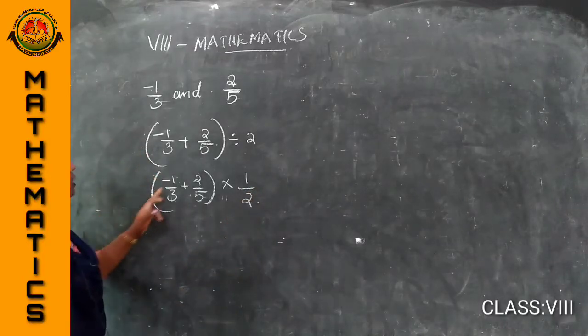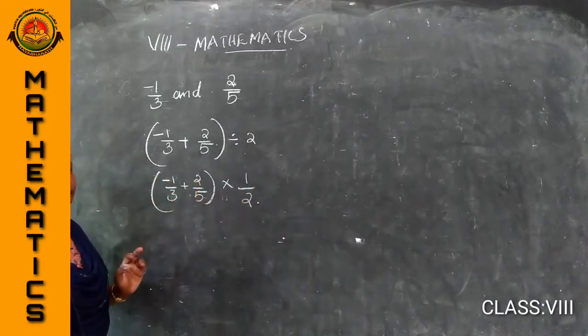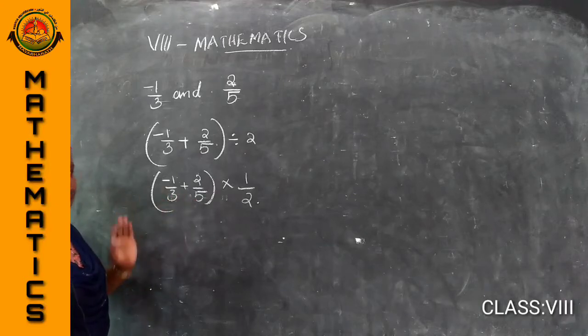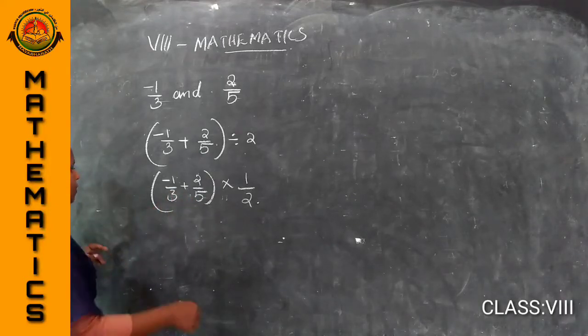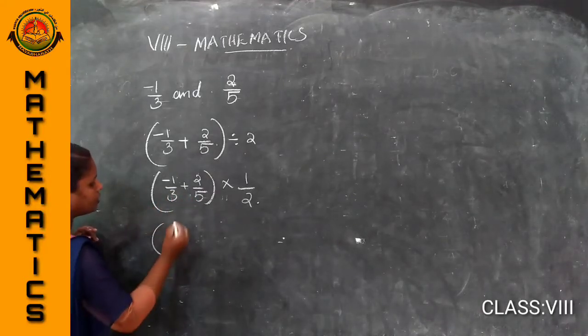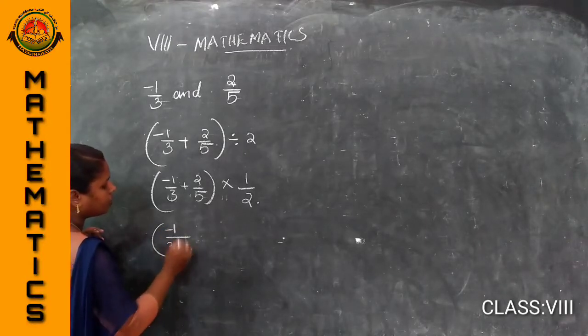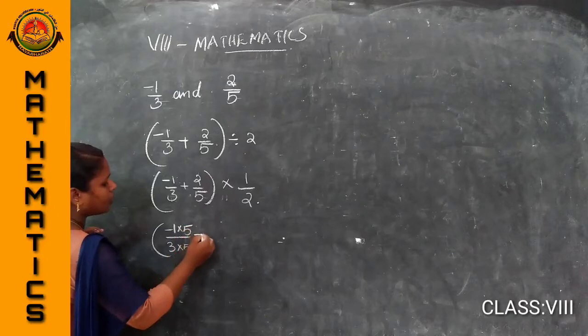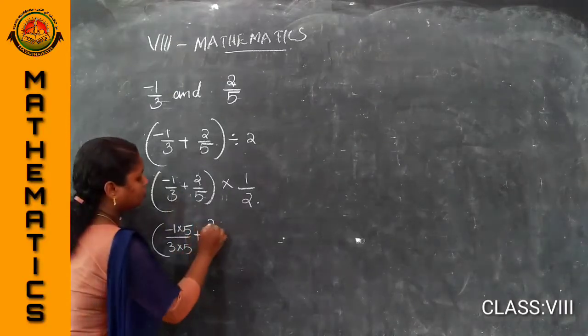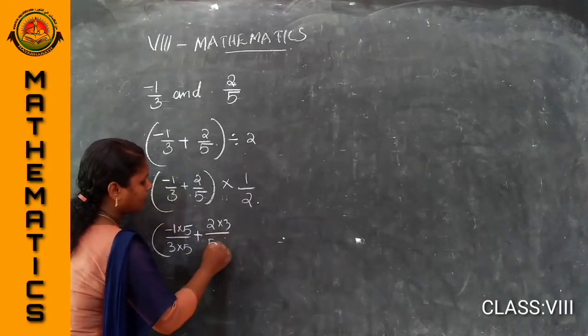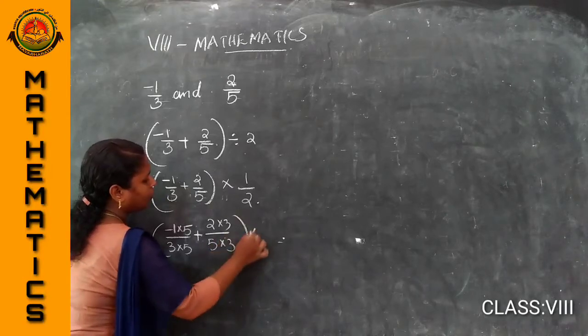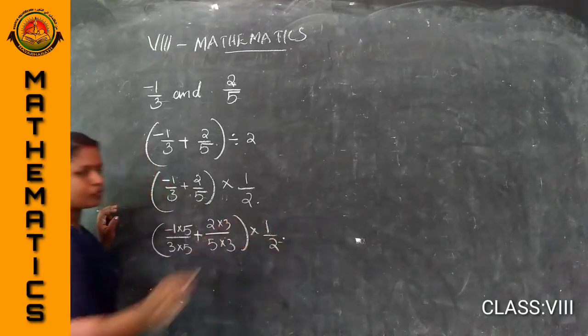Then negative 1 by 3 plus 2 by 5. Here we need to take the LCM. 15 is the LCM of 3 and 5. So it is negative 1 into 5 plus 2 into 3, by 5 into 3, into 1 by 2.